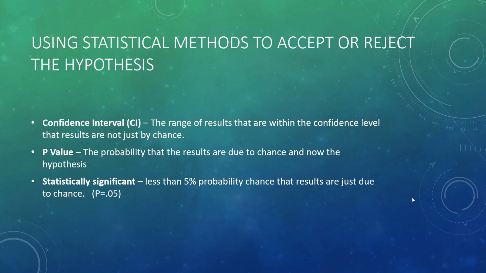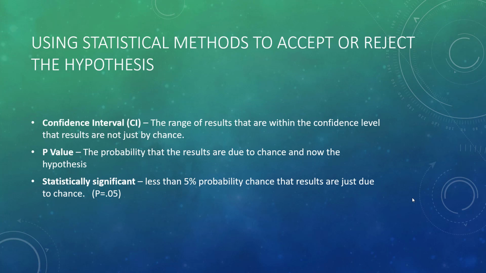So there's three other concepts or definitions that we want to understand. One is the confidence interval, and that's the range of results that are within the confidence level. These results are proven by the data and are not by chance. You have the p-value, and that's the probability that the results are due to chance and not to the hypothesis. And then you have a statistically significant number, and that's less than 5% probability that the results are just due to chance.